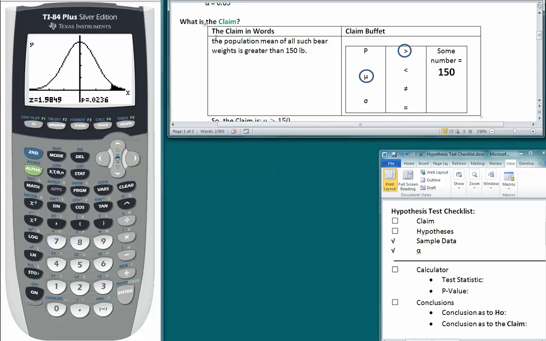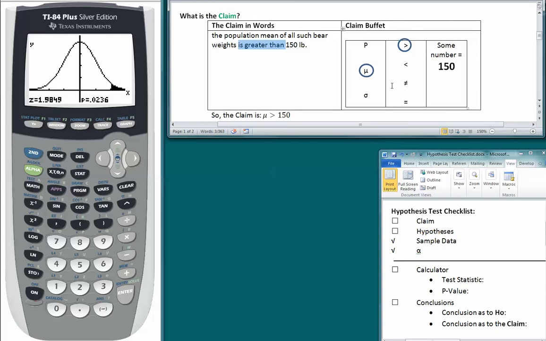So here if we look at the claim, we see the population mean. Well, that's a really important word. That tells us that when we come over here, we're going to choose mu, which is the symbol for the population mean. The next table, what are we going to do? Look over here again at the claim in words. Is greater than. Well, that's what this symbol right here means. Is greater than. So we're going to circle that. And then what is it greater than? It's greater than 150 pounds. So 150 pounds is going to go right here. So if we put all these things together, our claim is mu is greater than 150. So we are now done with our claim. So I'm going to check that off.